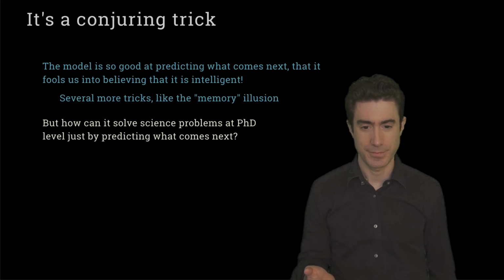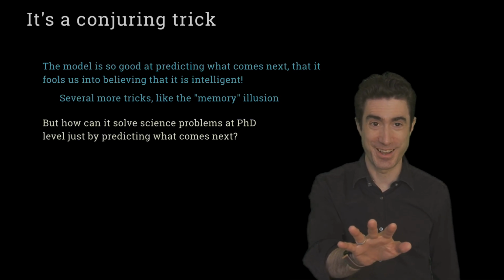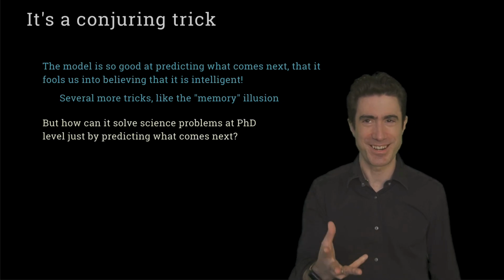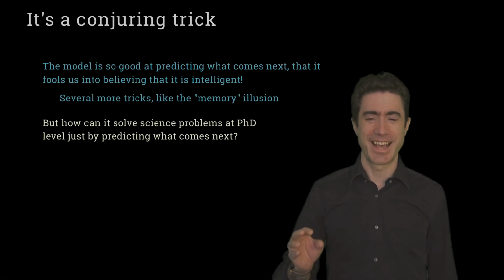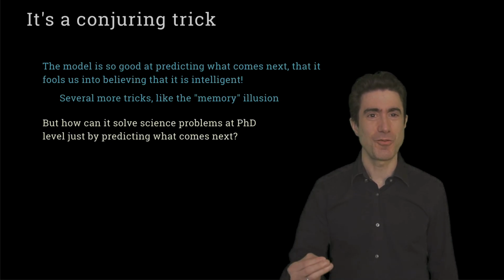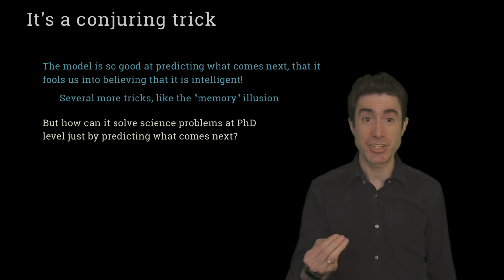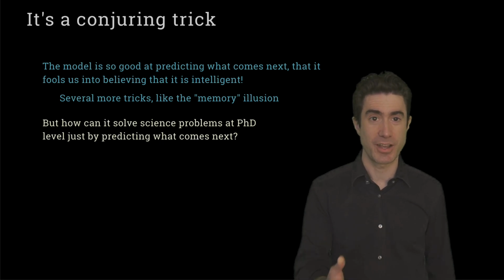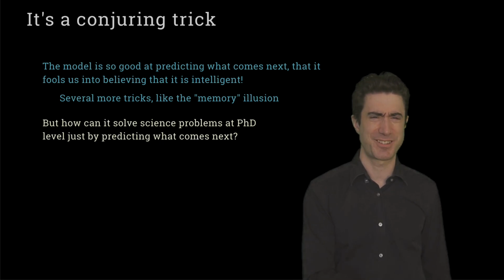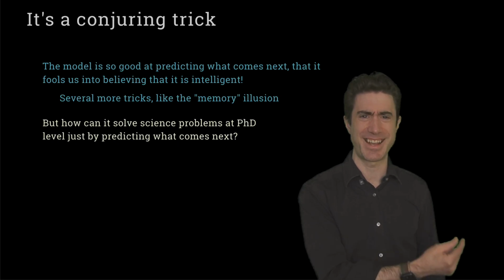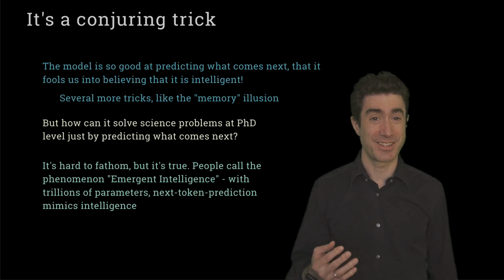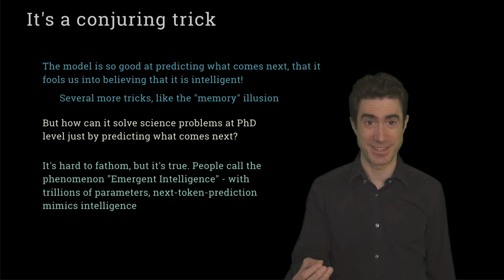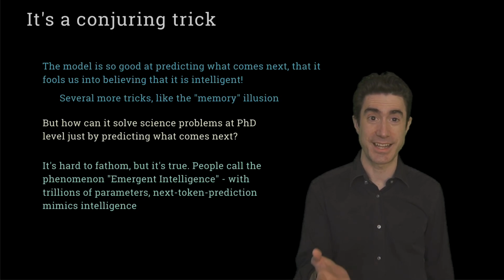People, when they first hear this, are surprised and often don't believe me. And then they say, all right, but I still don't understand. How could it possibly solve science problems at PhD level? Physics, chemistry, biology, PhD level, if all it's doing is statistically most likely next token. That just doesn't make any sense. And the bottom line is, it's super hard to fathom this, almost to believe it, but that is all it is. That is the truth.